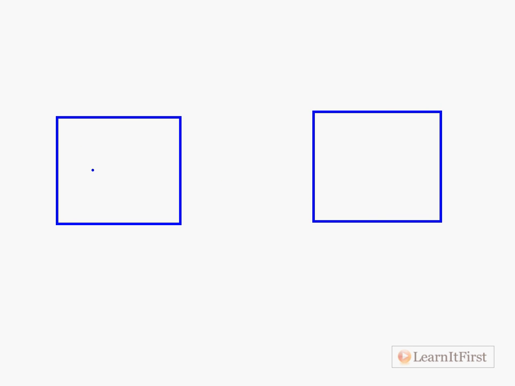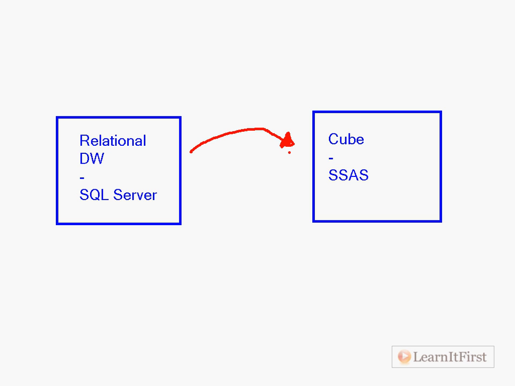Okay, so we have the relational data warehouse, and that's inside of SQL Server, and then we have the cube, and that is inside of Analysis Services. And so when we deployed the cube inside of Visual Studio, it created the database in SSAS, created the cube inside the database, and then it populated the cube based on queries that it executed against the relational data warehouse. Okay, so that's how the cube was populated.